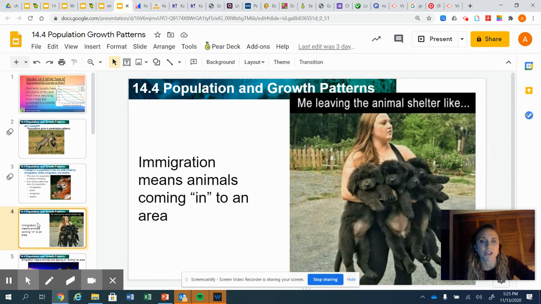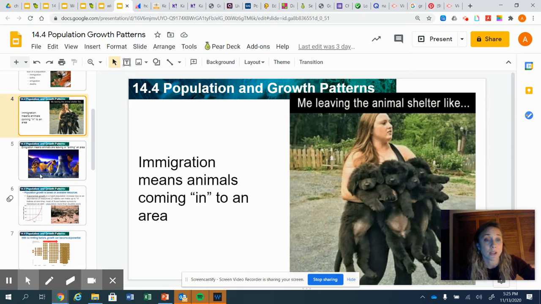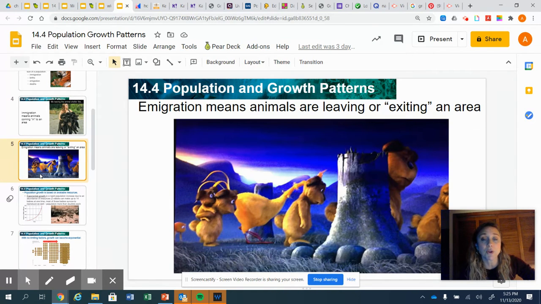So what does that mean? Immigration means animals coming in, you're adopting them. Just kidding. Wandering into an area, maybe because they had to emigrate from another region. So that might increase the population density. And emigration means animals are leaving or exiting an area. Perhaps they're finding better hunting grounds, or a place where they might get more resources and nutrition. So that might decrease the population in an area or population density.